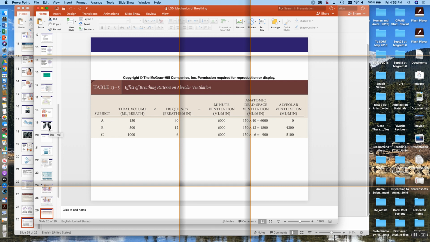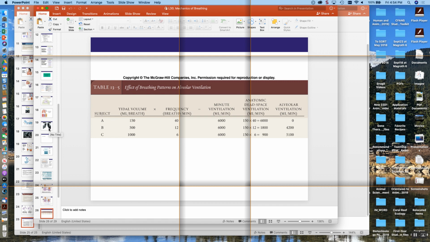You can see that I could pass out just by hyperventilating, because I'm also blowing off a lot of CO2 at the same time. Okay, so in this case, I'm hyperventilating. I subtract off a little anatomic dead space, and my alveolar ventilation is very high at 5,100. So this is giving you an idea of the difference between hypo and hyperventilation, and the real difference between minute ventilation and alveolar ventilation.